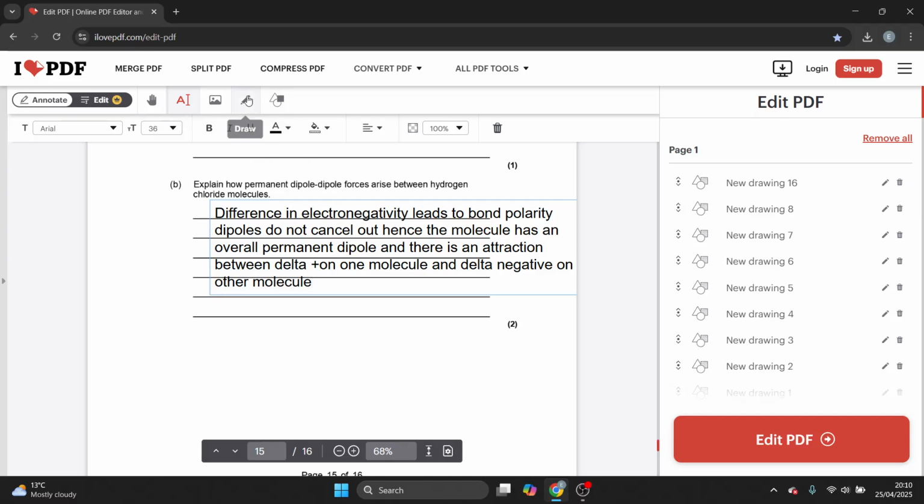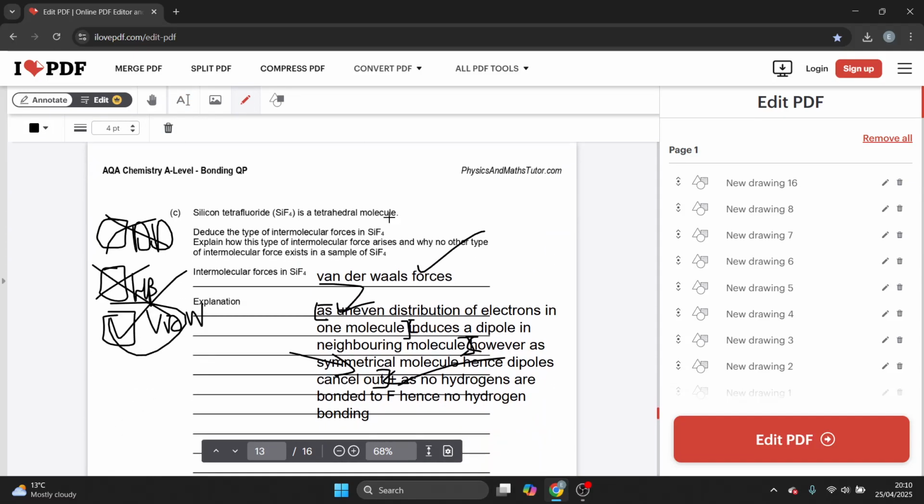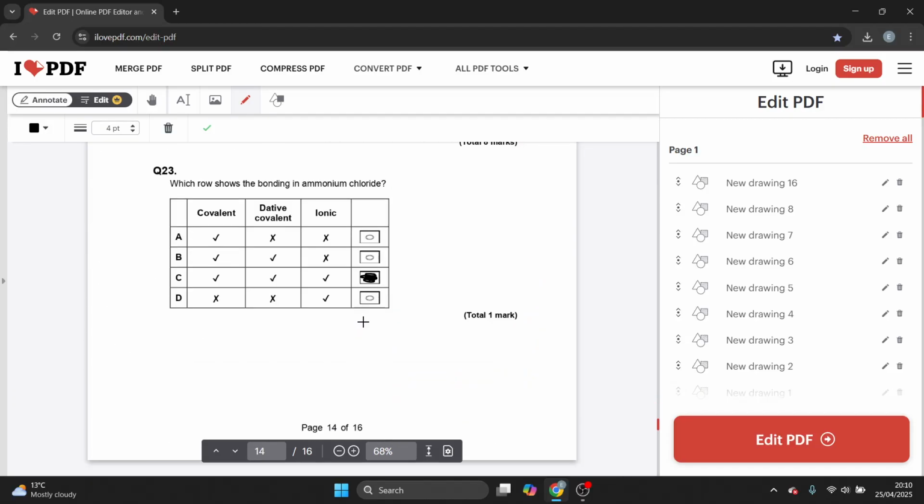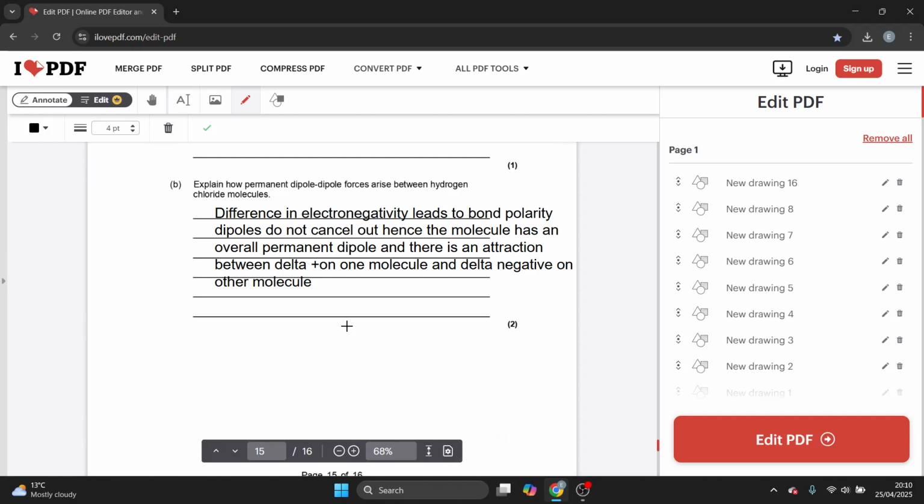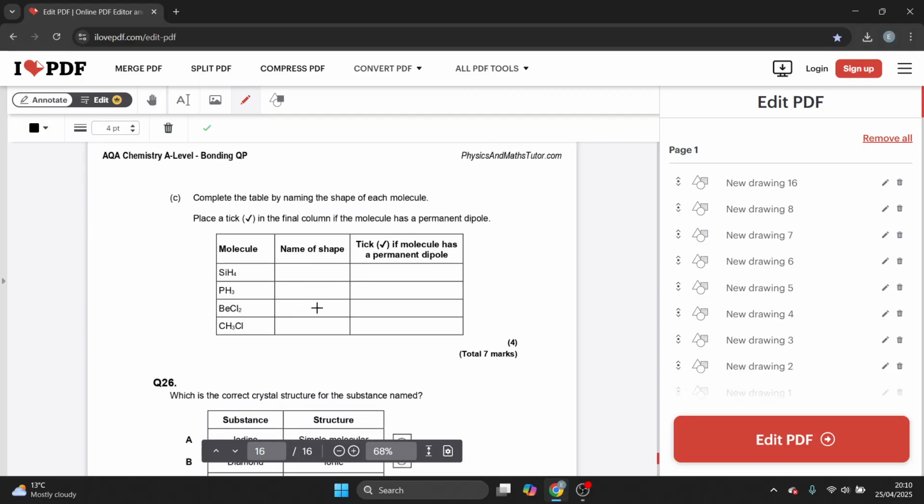For these questions, this one is just to have the intermolecular force Van der Waals, an uneven distribution of electrons in a molecule inducing a dipole in a neighboring molecule. However, it is a symmetrical molecule, dipoles cancel out, and no hydrogen bonding to F, hence no hydrogen bonding. And this one, explain how permanent dipole-dipole forces arise in hydrogen chloride molecules: difference in electronegativity leads to bond polarity, dipoles do not cancel out, hence the molecule has an overall permanent dipole, attraction between a delta positive on one molecule and delta negative on another molecule. I'll just put it on a flashcard and just learn those.